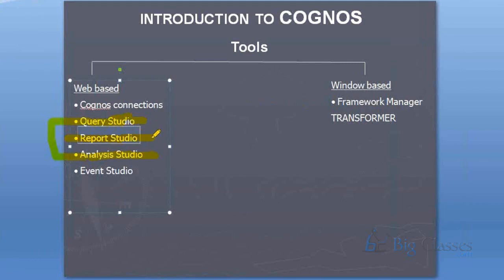As a developer, we are going to work with Report Studio only. And Event Studio is event monitoring kind of thing, we can say event-based scheduling. These are the web-based applications: Cognos Connections, Query Studio, Report Studio, Analysis Studio, Event Studio. All these are reporting applications, and this is an administration kind of thing. Okay, any questions here?